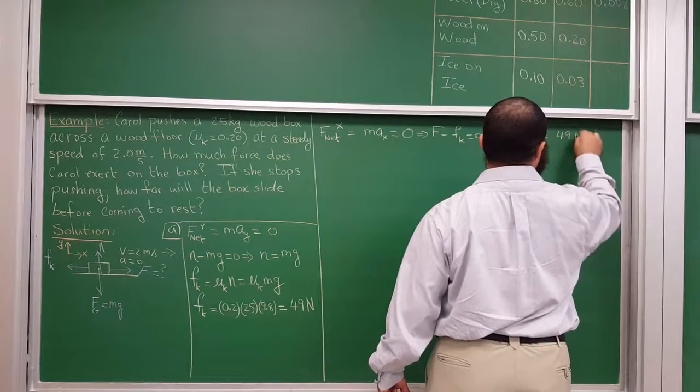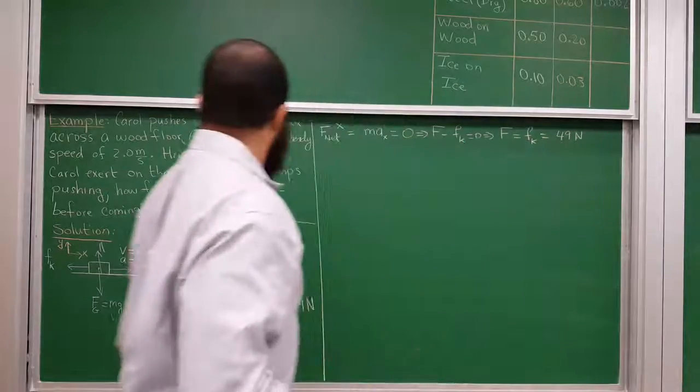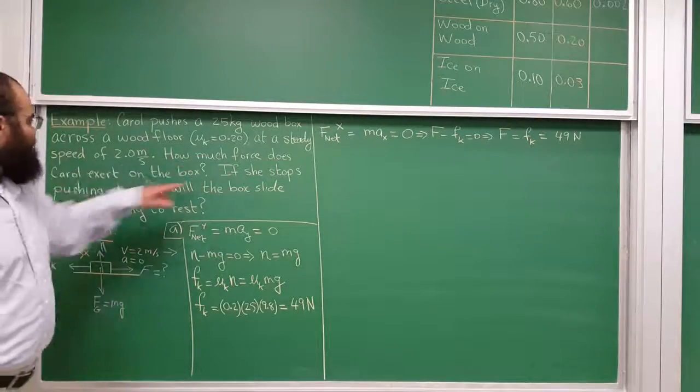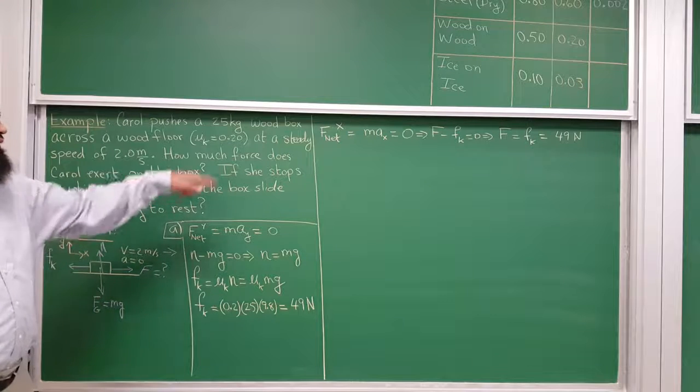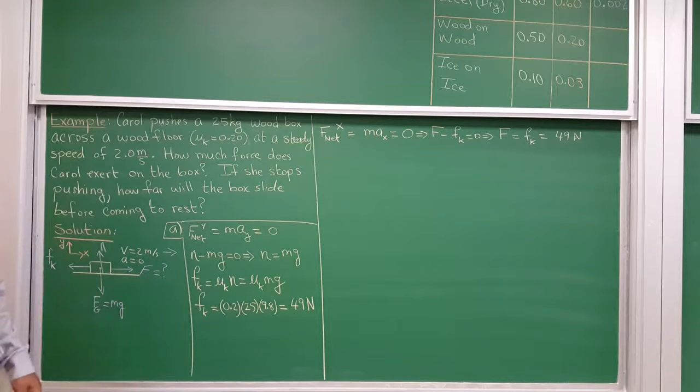49 newtons. Okay. That's it. How much force does Carol exert on the box? 49 newtons. Now let's go to part B.